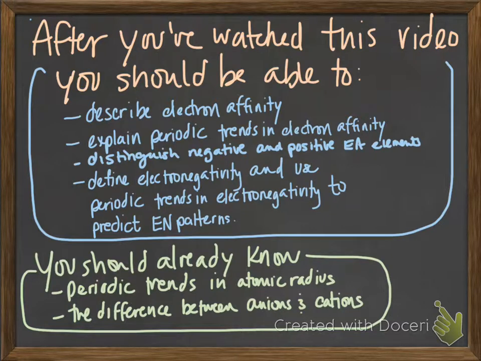You should already know about the periodic trends in atomic radius and ionization energy, as well as the difference between anions and cations. Okay, let's go.